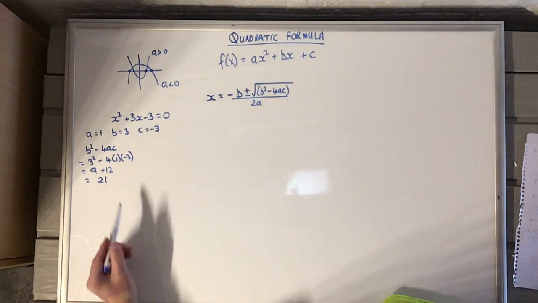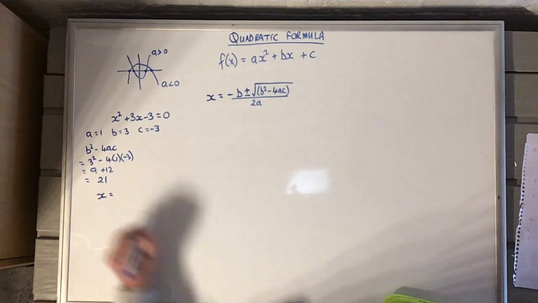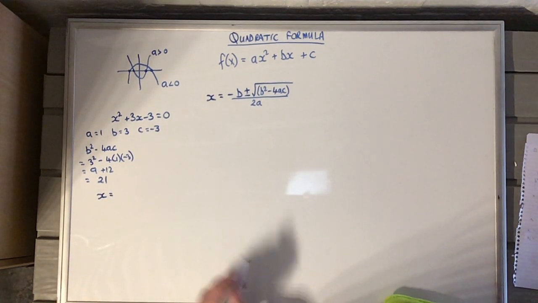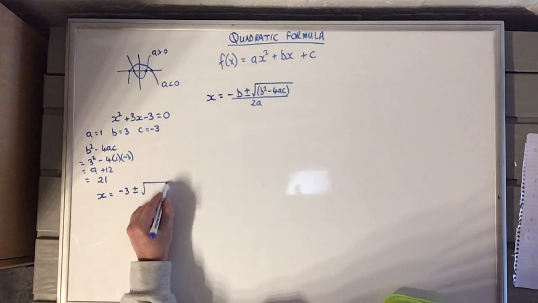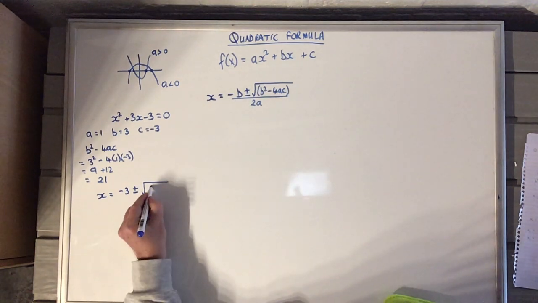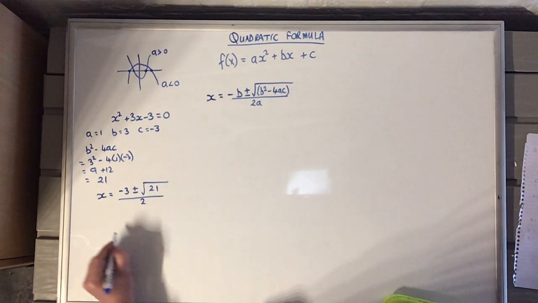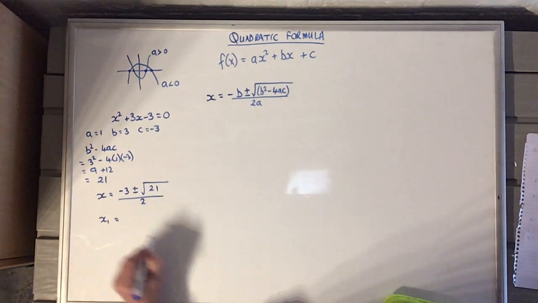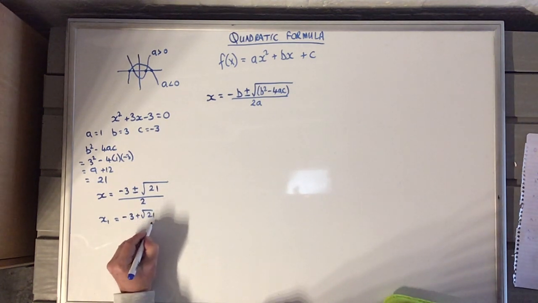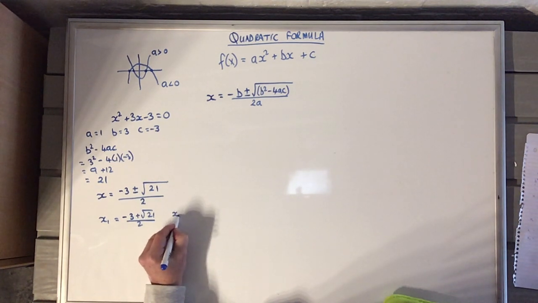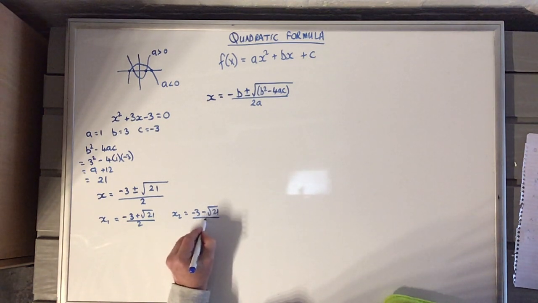So, next wee step we do is we just plug in our numbers into this big formula here. So x is going to be equal to minus b, well, b is 3, so it's going to be minus 3, plus or minus the square root. Well, we just worked out the b squared minus 4ac, that's 21, all over 2a, that's 2 times 1. So our two roots for this quadratic are minus 3 plus the square root of 21 over 2, and my other root will be minus 3 minus the square root of 21 over 2.